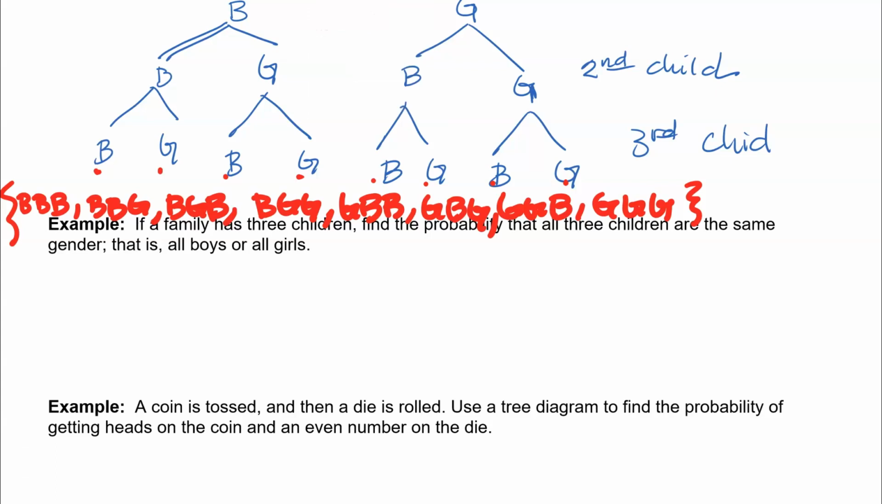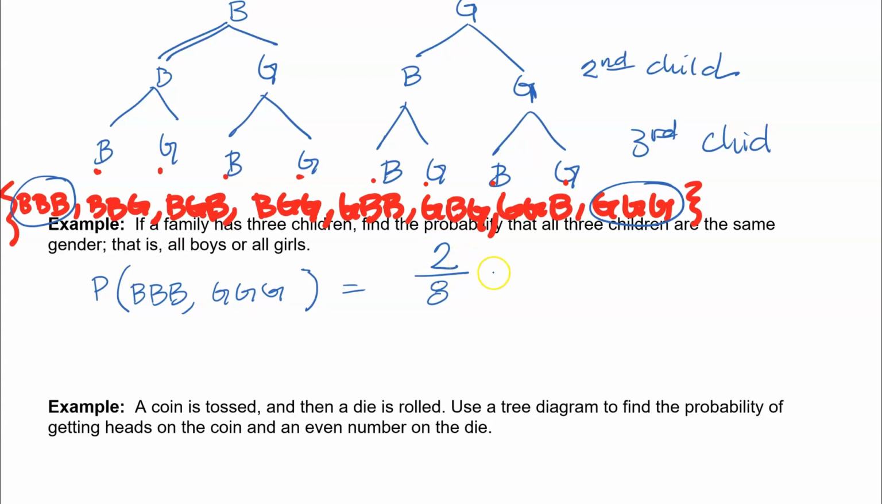If a family has 3 children, find the probability that all 3 children are the same gender. So this is asking, what's the probability of having boy, boy, boy, or girl, girl, girl? Okay, we know there are 8 different outcomes, and the boy, boy, boy occurred 1 time, and the girl, girl, girl occurred once. So there are 2 out of 8 times that occurred. We could reduce that to 1/4, which is 0.25. So either 1/4 or 0.25 are both good answers for that one.